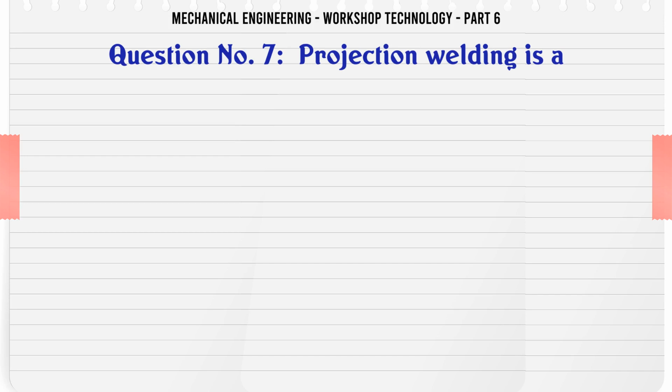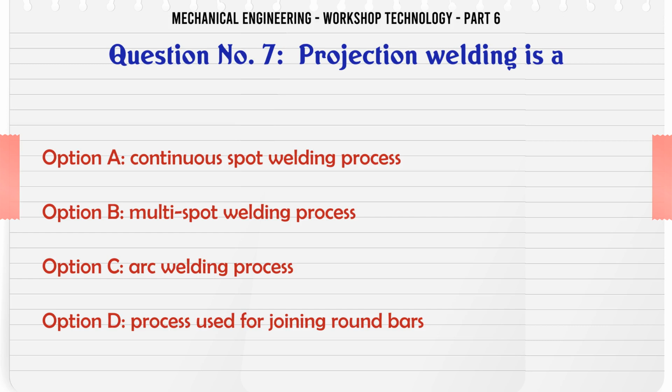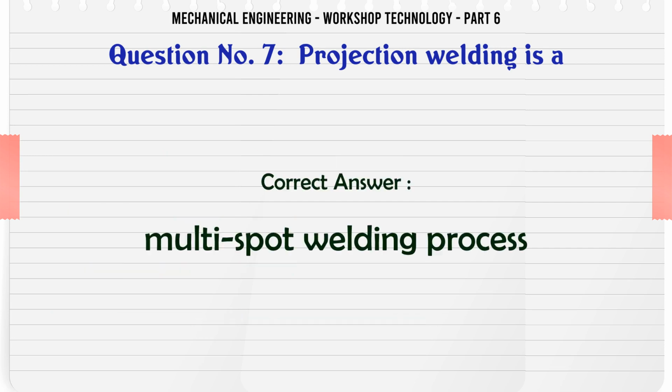Projection welding is A. Continuous spot welding process. B. Multi-spot welding process. C. Arc welding process. D. Process used for joining round bars. The correct answer is multi-spot welding process.